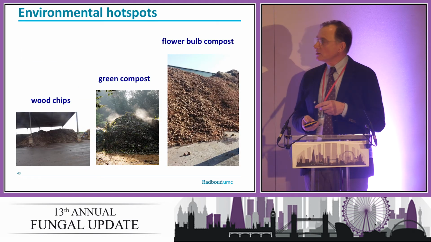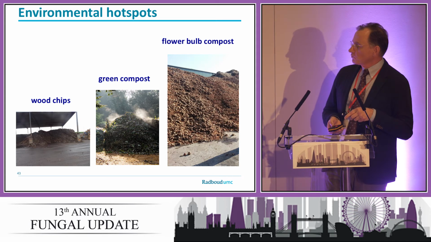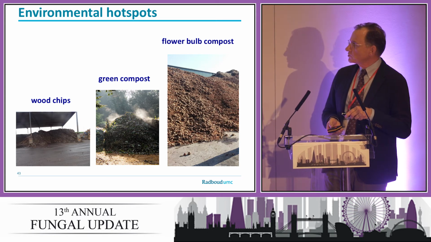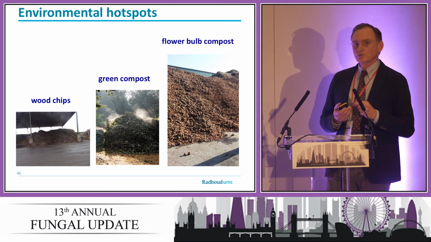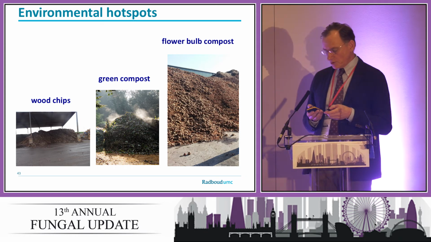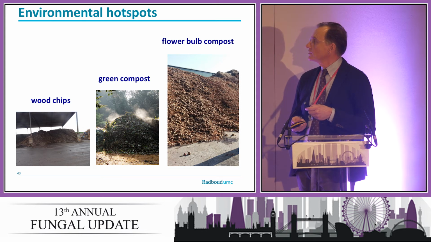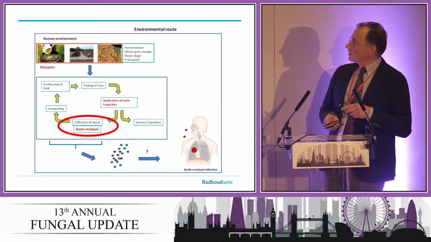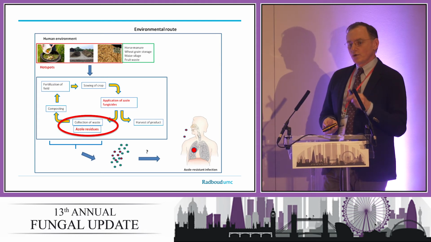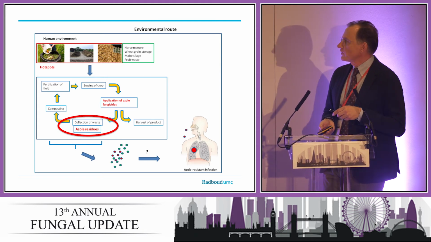And we analyzed a number of hotspots, a number of samples, and we found that wood chips, green compost, and flower bulb compost, they are really hotspots. So they are very much dominated by resistant Aspergillus. But you have to look more in detail, where does the risk for resistance develop?